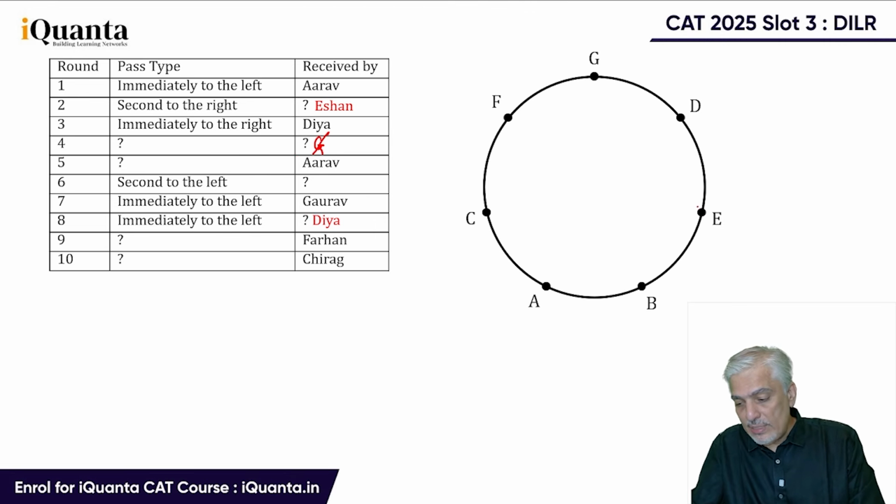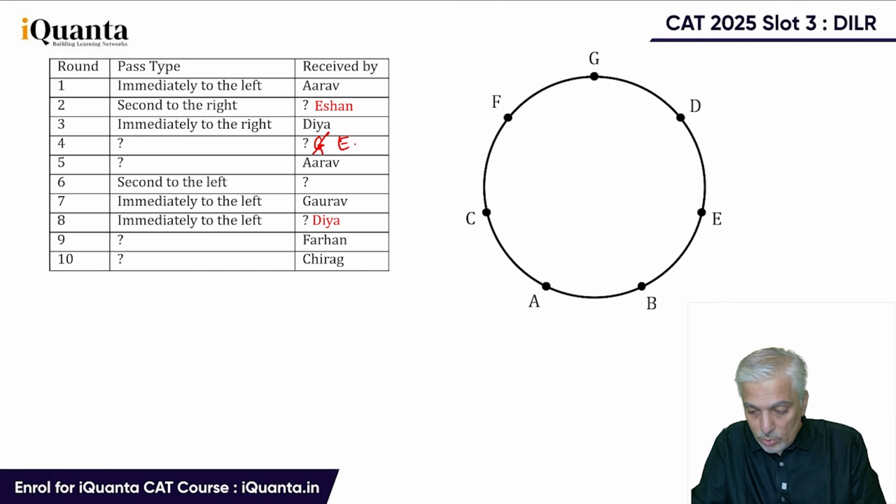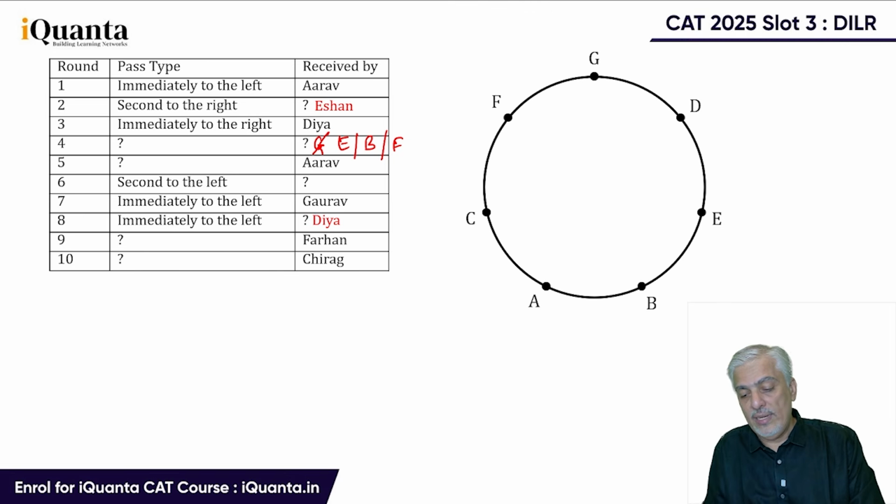Can Diya pass the ball to E? Yes, possible. This person can be E because from E we can go to A. Can it be B? Yes, it can be B also. From B also it can go to A. Can it be on the other side, F? Yes, it can be F also, so it can go to A. So this position can be E, B or F because from all those positions I can go to A. So depending on that, first to the right is not there. Everything else is possible.